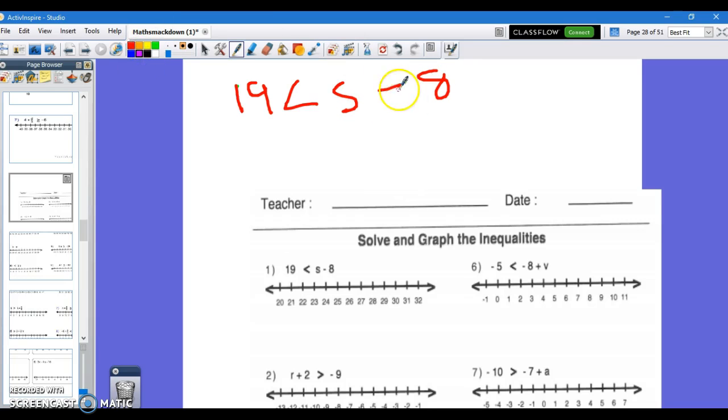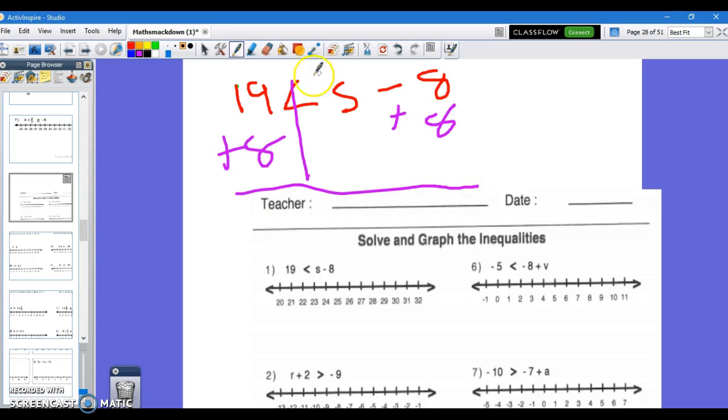If I'm looking at it, to get s by itself, I need to get rid of this 8. Remember, it's not an equal sign anymore, it's an inequality sign. And I'm going to add 8 to both sides. Add 8 to both sides. What happens is, I will add these together. This will give me 27, 19, yep.